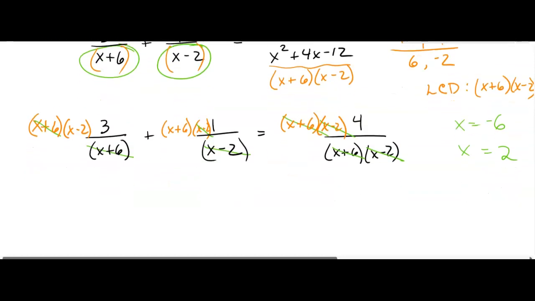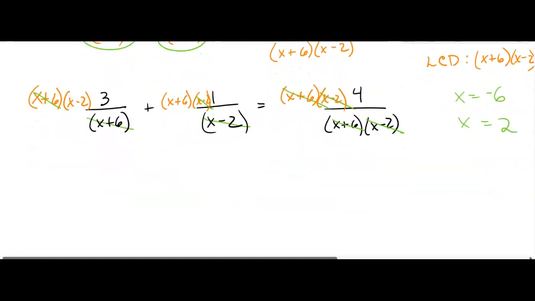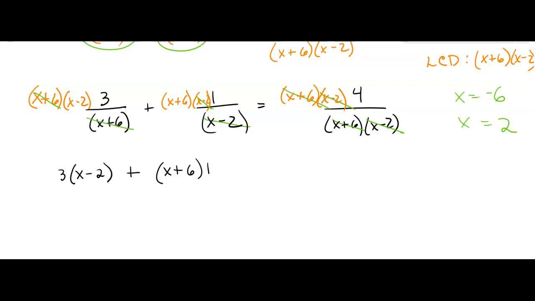So out of that mess, what equation do I get? Well, I have 3 times x minus 2. I can write it this way, or I can have the 3 at the back. That doesn't really matter. So I have x plus 6 times 1. You can distribute from the left or from the right. And it equals 4. Now the good news is we don't have any rational expressions. We just have a linear equation that we're trying to solve like normal. So we distribute: 3x minus 6 plus x plus 6 equals 4.